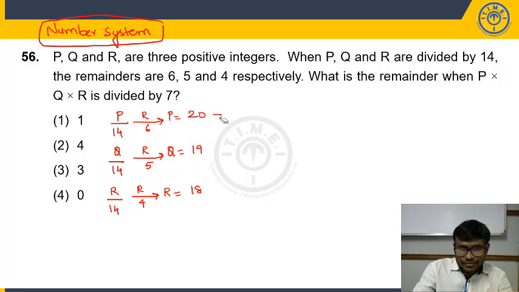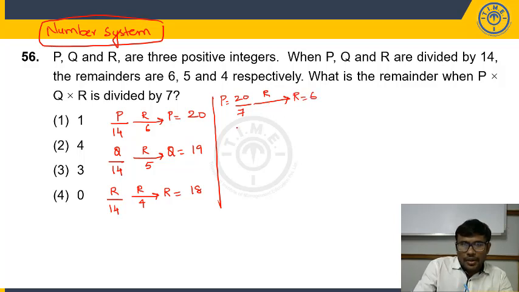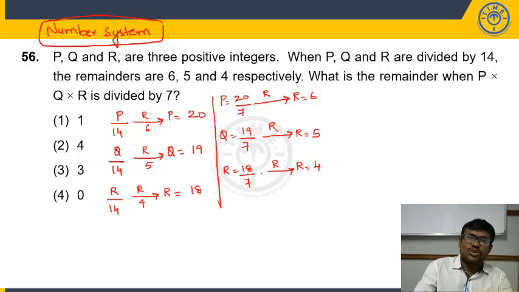Now, P was 20, right? So when it was divided by 7, what is your remainder? 7 2s are 14, the remainder is 6. So I'm writing here remainder is 6. And Q, 19, when divided by 7, what is the remainder? 7 2s are 14, so the remainder is 5. What is R? R is 18. When you divide with 7, what is your remainder? The remainder will be 4. Why? Because 7 2s are 14, so the remainder is 4.